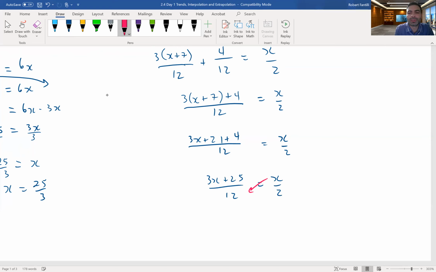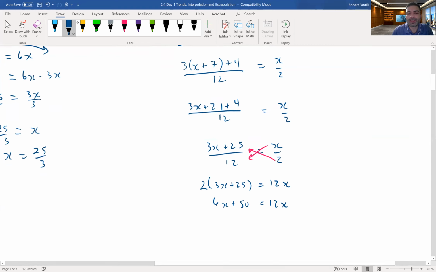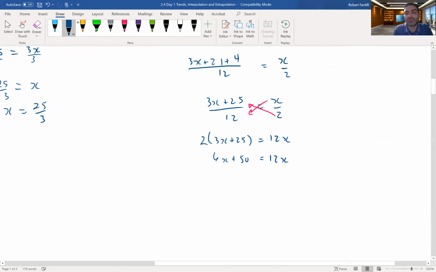So you're going to get 2 times (3x plus 25) equals 12x. Distribute, you get 6x plus 50 equals 12x. Get the x's on the same side. If I bring the 6x to the right, it's 12x minus 6x, which is just 6x. And then the 50 stays there. And this would be divide both sides by 6.